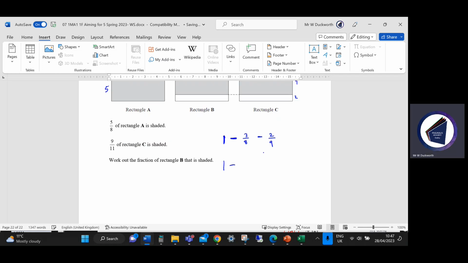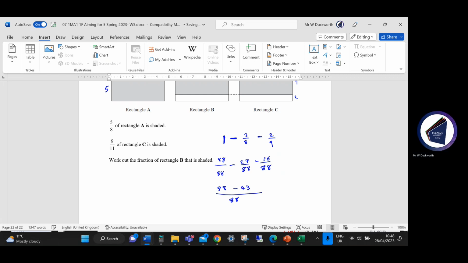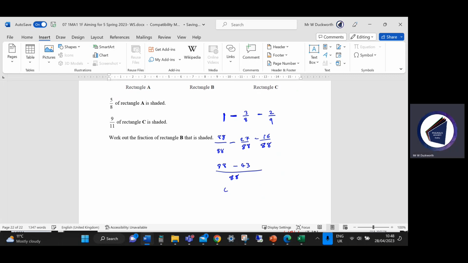So I'm going to treat those, subtract those two, well, let's put them all over the same denominator. That's going to work quite nicely, actually. So I'm going to put them all over 88. So that would be 88 over 88. That would be 27 over 88. And that would be 16 over 88. So let's just work out what I'm taking away from 88. So 27 plus 16 is going to give me 43.